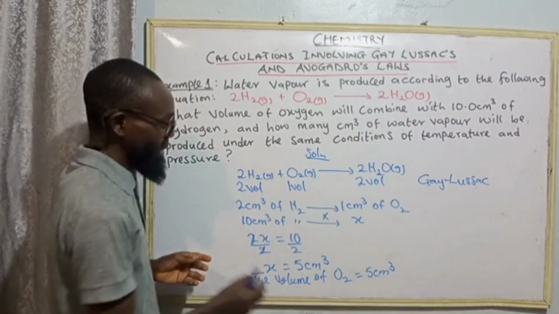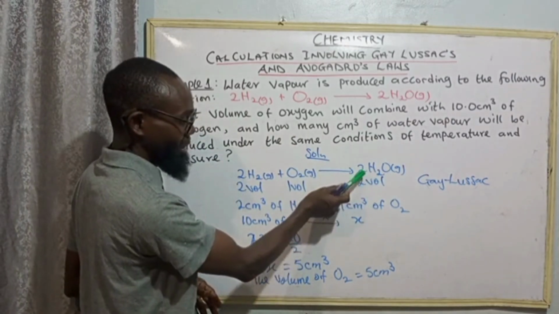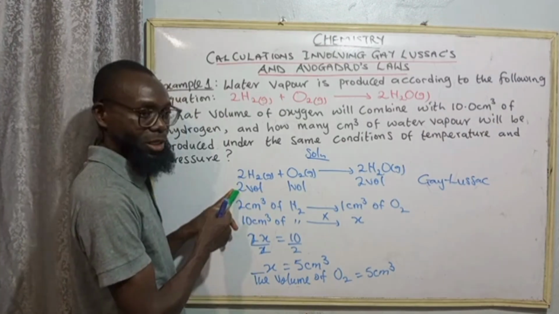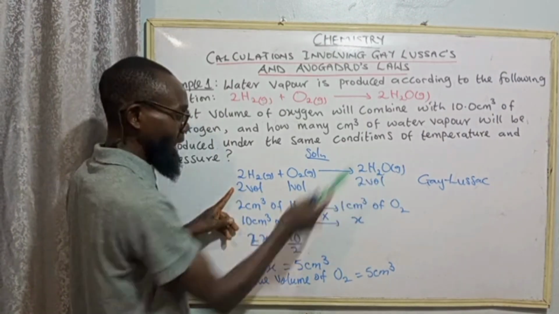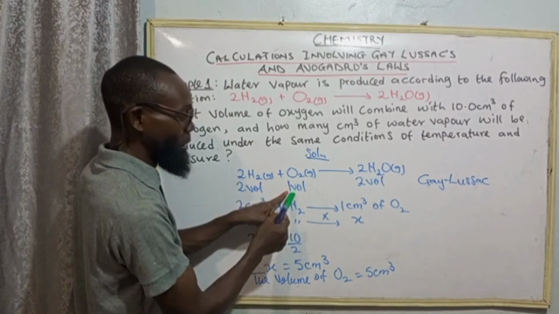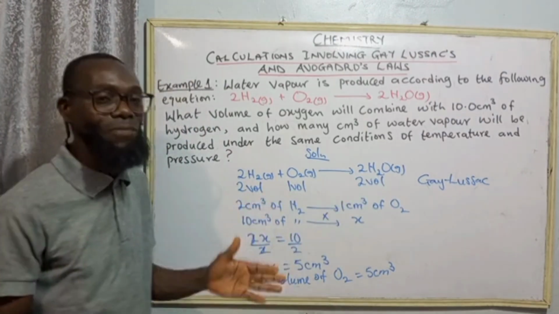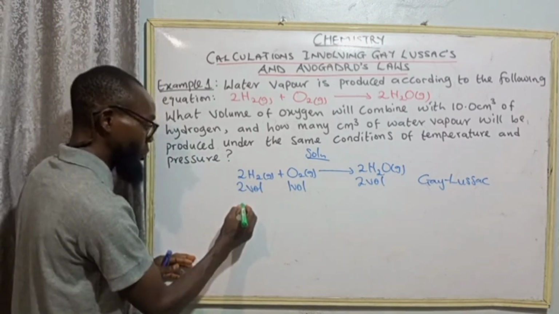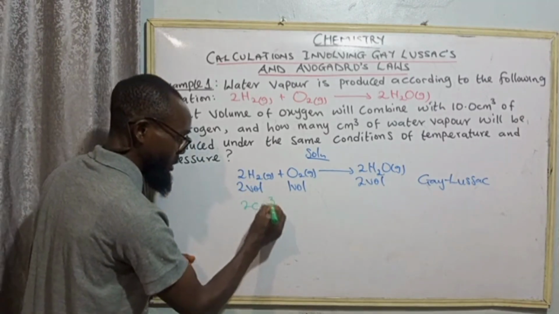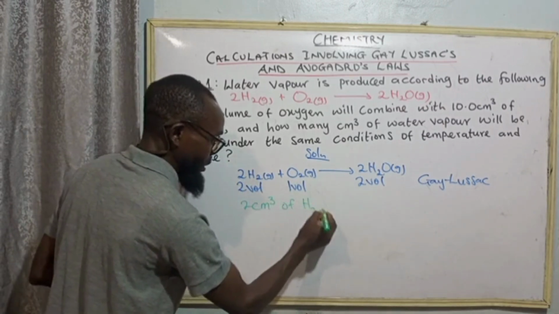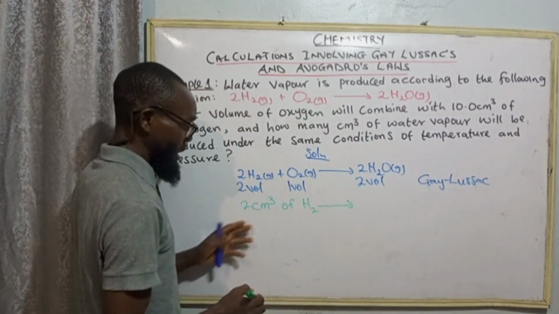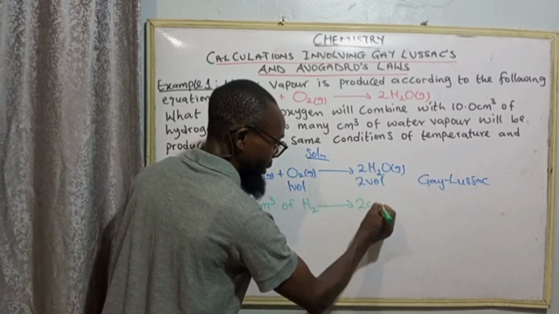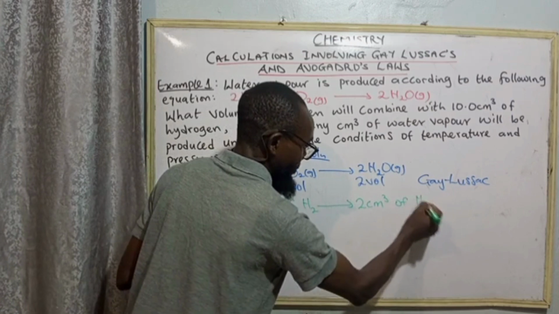Now, look at this. I want to know the volume of this water that will be produced. You can calculate it from either that of hydrogen, you relate hydrogen to water, or you relate volume of oxygen to water. You still arrive at the same thing. Now, I want to make sure of this hydrogen. 2 centimeter cube of hydrogen is producing 2 centimeter cube of water.